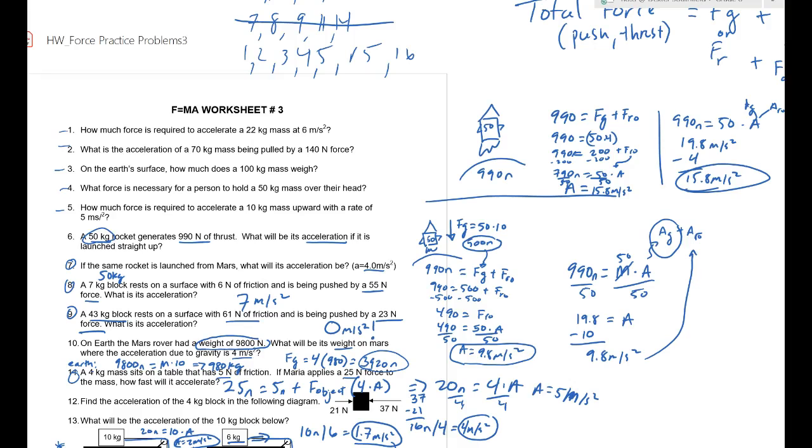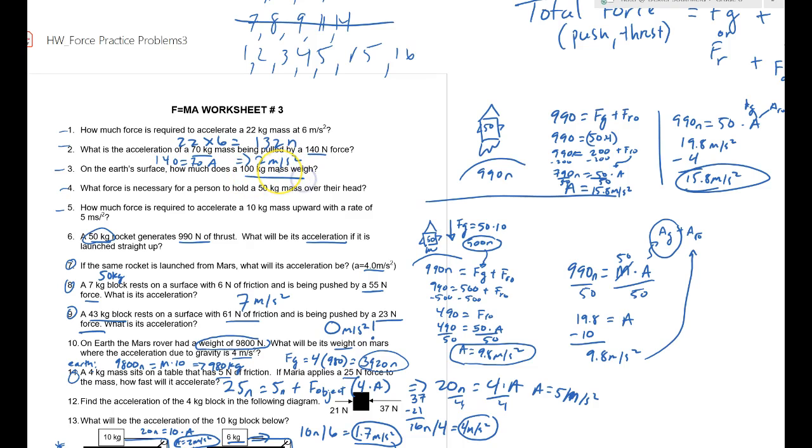So this video will go over worksheet number 3 for the force practice problems, and the problems will be 1, 2, 3, 4, and 5, 15, and 16. So here we're going to take 22 times 6, which is going to give us 132 newtons. If we've got a 70 kilogram mass being pulled by 140 newtons, 140 equals 70A, that's going to give us an A of 2 meters per second squared.